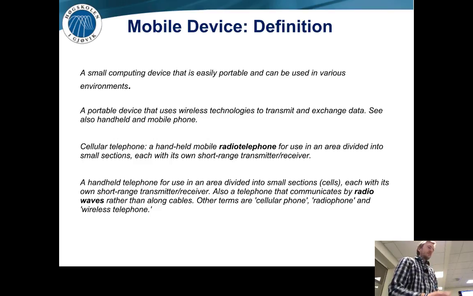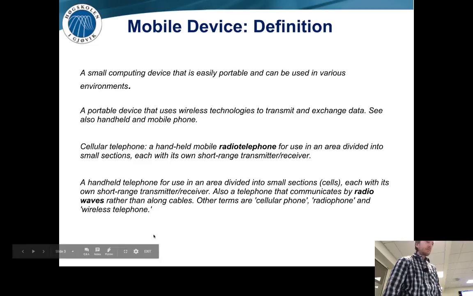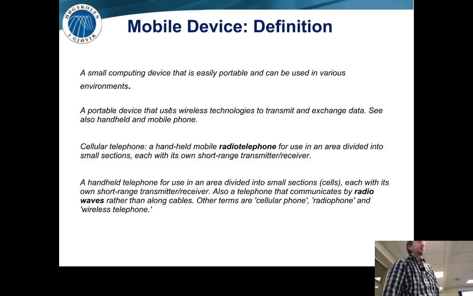So there are some definitions of what a mobile device is. Some are more or less boring, and some are more or less adequate to the current times. A small computing device that is easily portable and can be used in various environments. Well, yes, but what this definition is missing is this: it's not just a computing device. We really expect this computing device to be connected to the network, right?